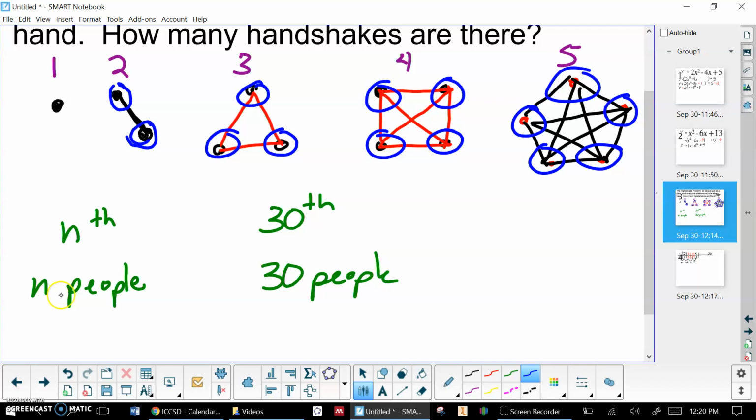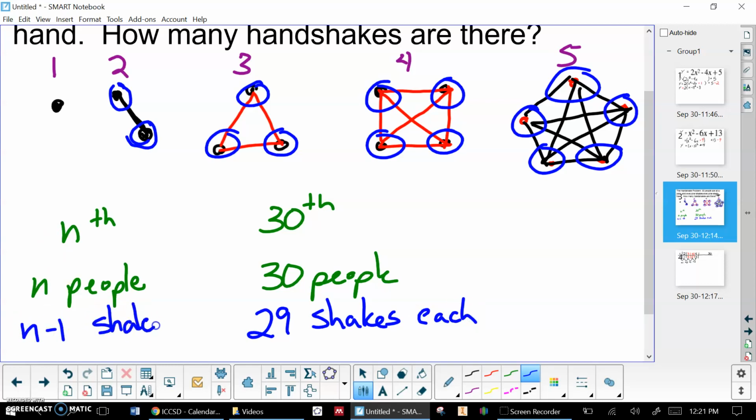So in the nth term, we have n people, and in the 30th term, we have 30 people, but it's always 1 less than that for the number of handshakes. So in the 30th term, we have 29 shakes per person. And in the nth term, we'd say that's n minus 1 shakes each.